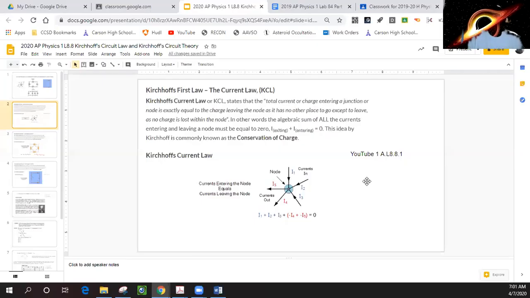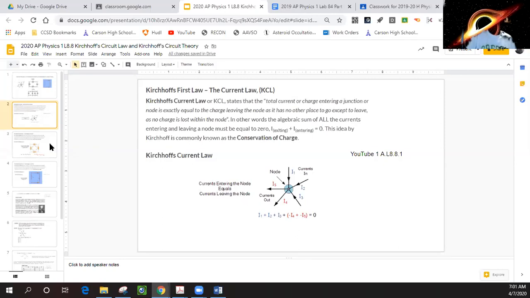And again, to sum up Kirchhoff's current law, here's a node. All the current coming in must equal all the currents going out. So according to this, algebraically, we have I1, I2, and I3 plus negative I4 plus negative I5 equals 0, or we could bring this over to the other side, and this has to equal that.